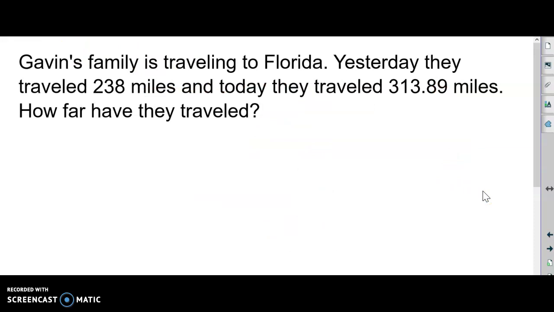Okay, Gavin's family is traveling to Florida. Yesterday they traveled 238 miles, and today they traveled 313 and 89/100 miles. How far have they traveled? So we're finding the total distance that they've traveled. So I have 238 miles.